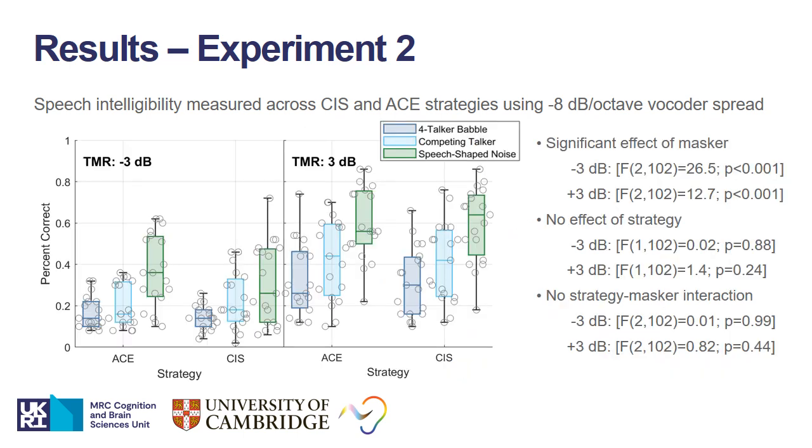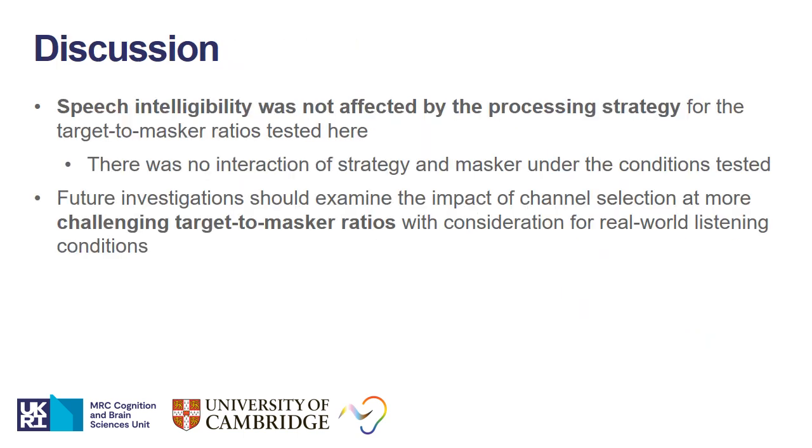When examining the percent of words recalled at either -3 dB or +3 dB target-to-masker ratios, there again was a significant effect of masker, but no effect of strategy and no strategy-masker interaction. Overall, these results indicate that there is no effect of channel selection on speech intelligibility for the conditions and target-to-masker ratios examined here. Specifically, there is no effect of strategy and no interaction between strategy and masker under the conditions tested.